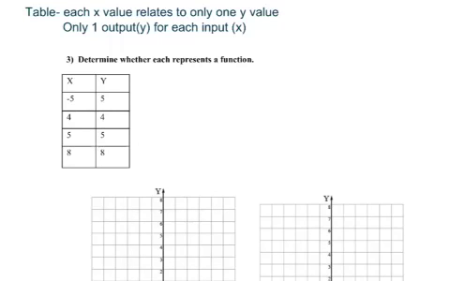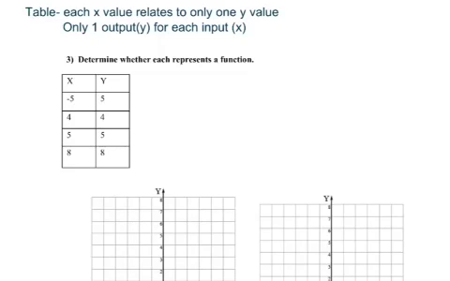Okay, there's another way to determine if I give you a table or a graph if it is a function. So the first thing we're going to do is talk about a table. So for a table to be a function, each x value relates to only one y value. So basically you only have one output, which is your y, for each input x. So let's look at this table.